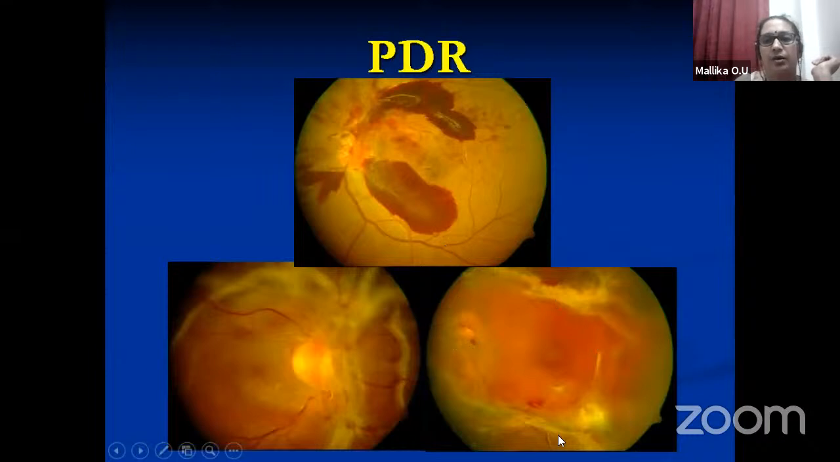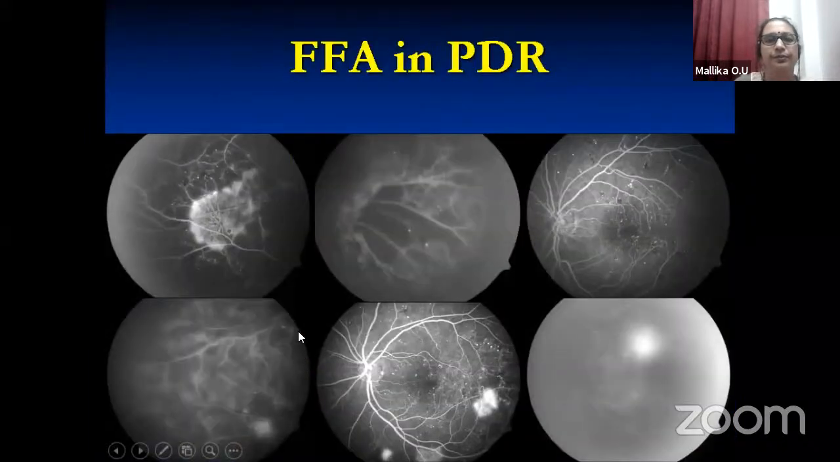Here also you cannot see any retina. The whole of the retina is detached. You can't even see the disc in this patient because of the extensive retinal detachment. These patients may have a very poor vision like hand movements. These are all fundus fluorescein angiography pictures. You can see there is extensive neovascularization of the retina in the form of a fan.